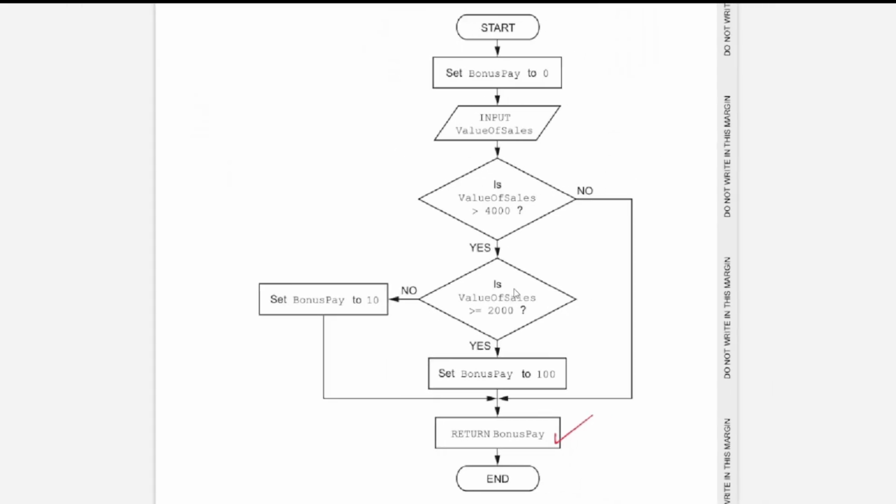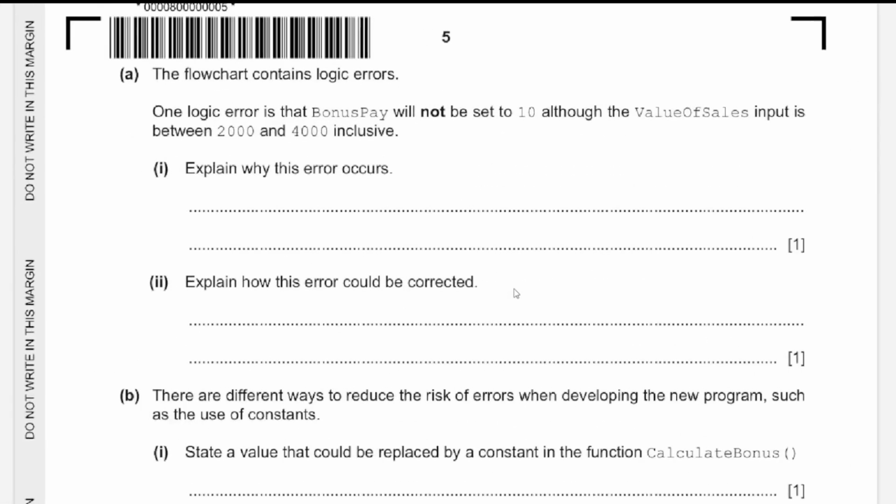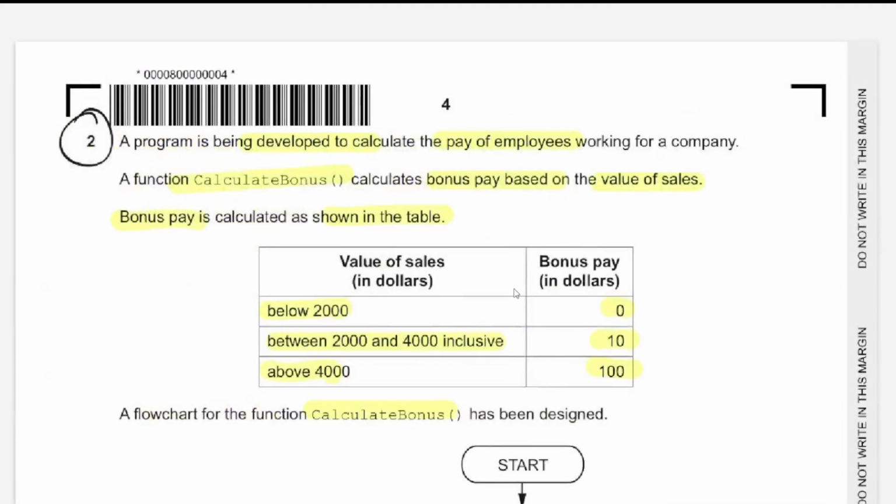Now let's see what is the question. One logic error is that the bonus pay will not be set to 10, although the value of the sale input is between 2000 and 4000 inclusive. It says that even if the value entered is meeting the criteria, that the sale is between 2000 and 4000, and consequently the bonus must be set to 10, this flowchart is not doing this. Why does this error occur? Why is it not reaching the correct branch?